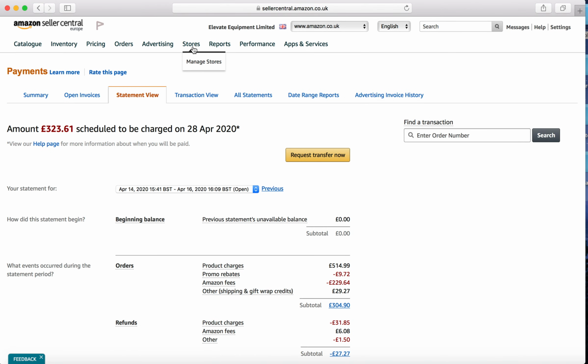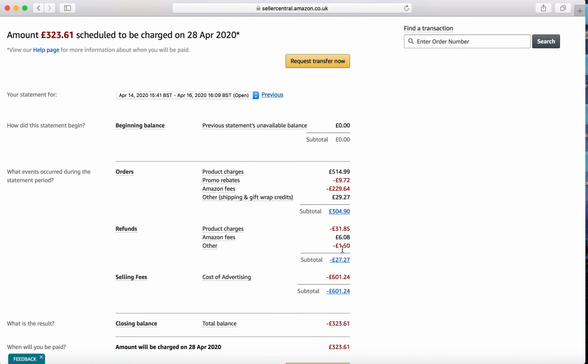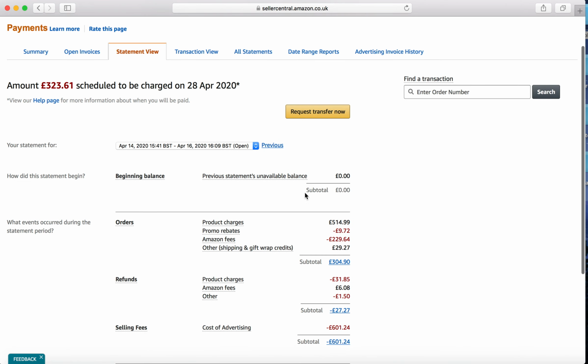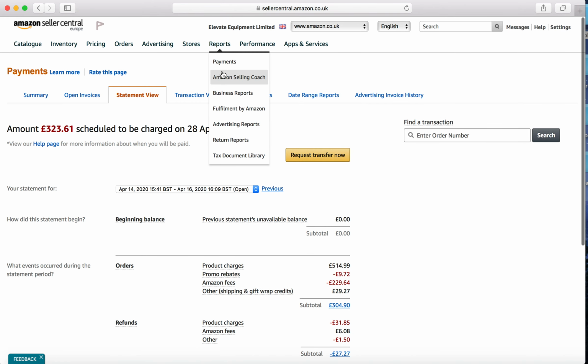So essentially, within reports, go to payments, and this is probably the most important report you can run to see how much you're earning, how much your expenses are, and what your fees really are. That's the best place to identify your profit margins. In the next video, we will have a look at the other reports.